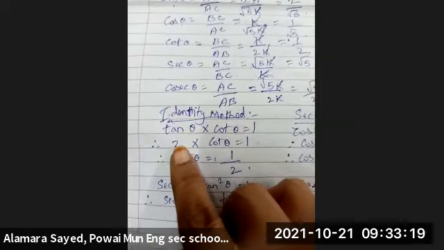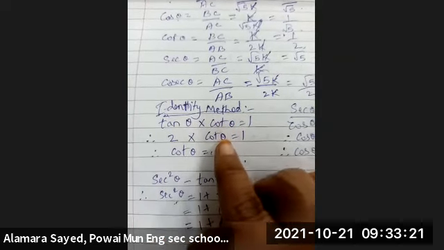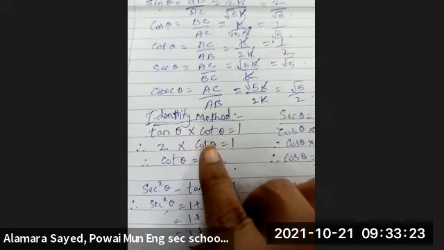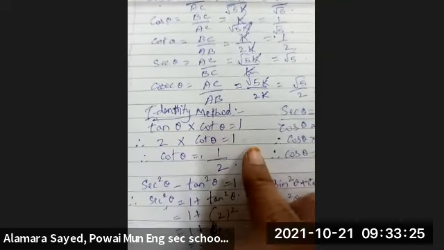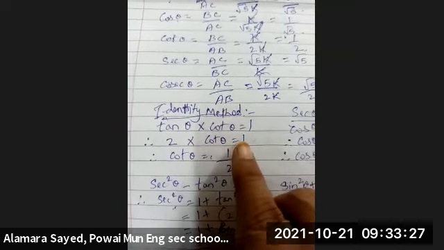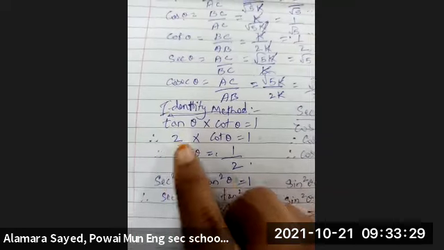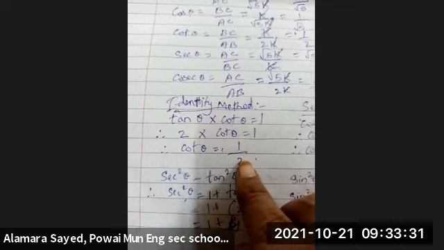So tan theta is equal to 2 and we have to find cot theta. So 2 into cot theta is equal to 1. Cot theta is equal to 1, this multiplication will become divide, so it will come as 1 upon 2.